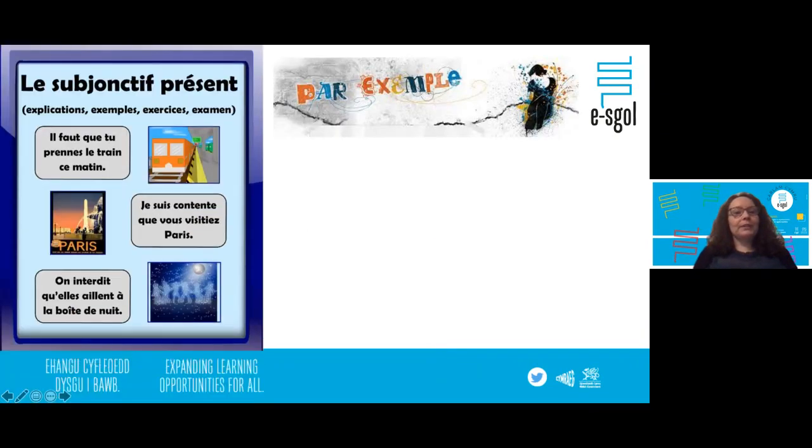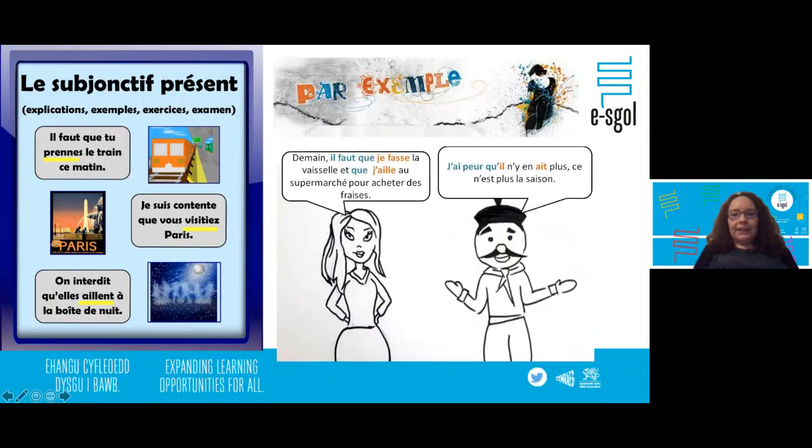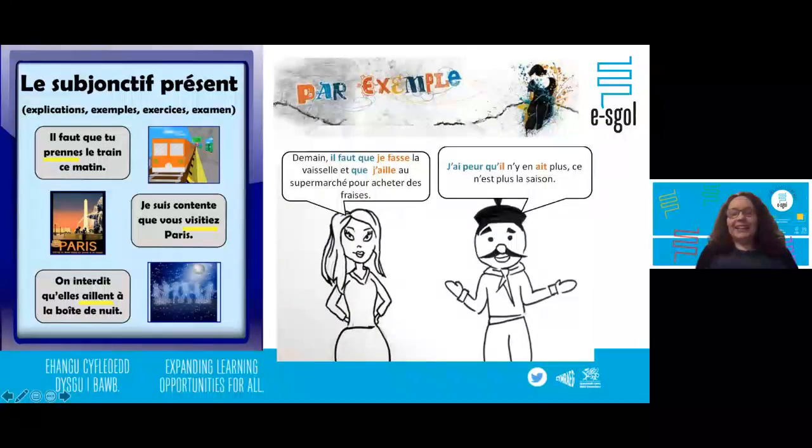So, par exemple, il faut que tu prennes le train ce matin. So, tu prennes, coming from the verb prendre. Je suis contente que vous visitiez Paris. So, you can see the extra I there. And on interdit qu'elles aillent à la boîte de nuit. So, again, that's the subjunctive mode of the verb aller. And a little cartoon there as well.